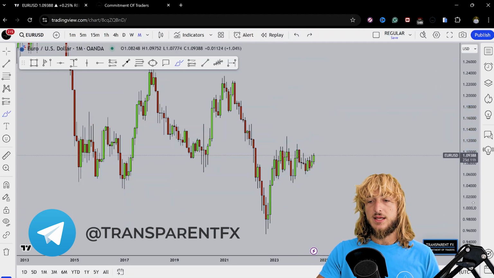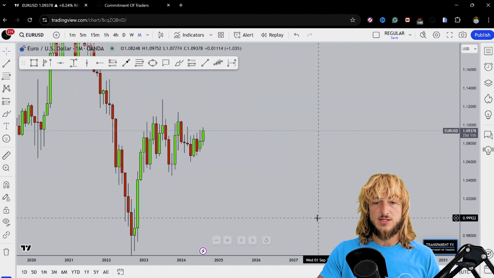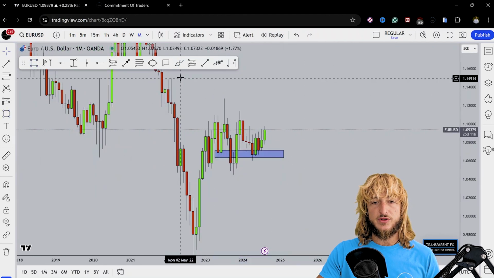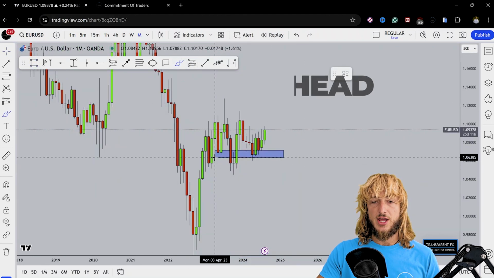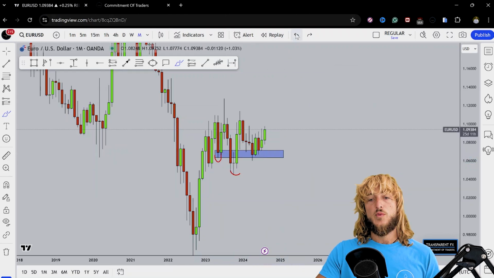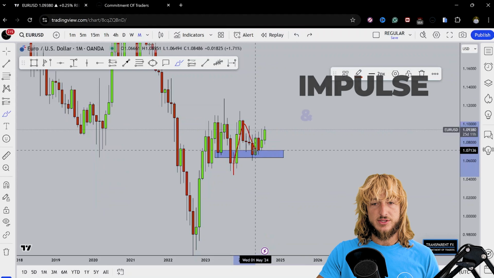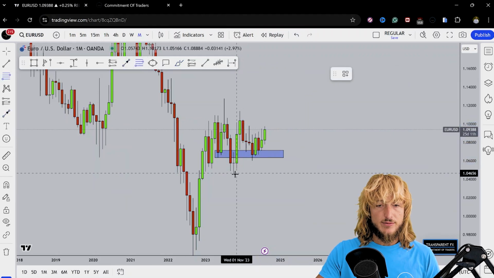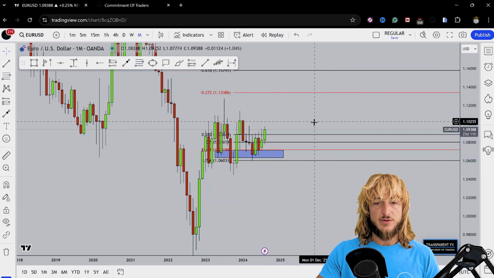Now, if we zoom in into the most recent price action, what we can notice is that from a pattern standpoint, we just had the start of the creation of this inverted head and shoulders with the left shoulder here, the head here, and the right shoulder here. We can also notice that since we have an impulse and correction, if we want to measure the correction after an impulse, we have to take our Fibonacci from the low to the high of the impulse leg.